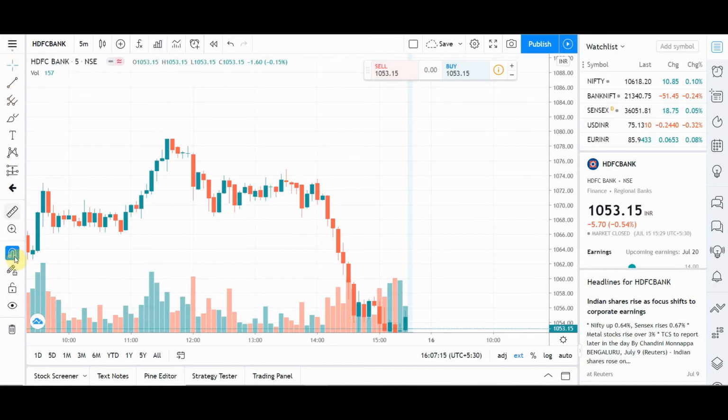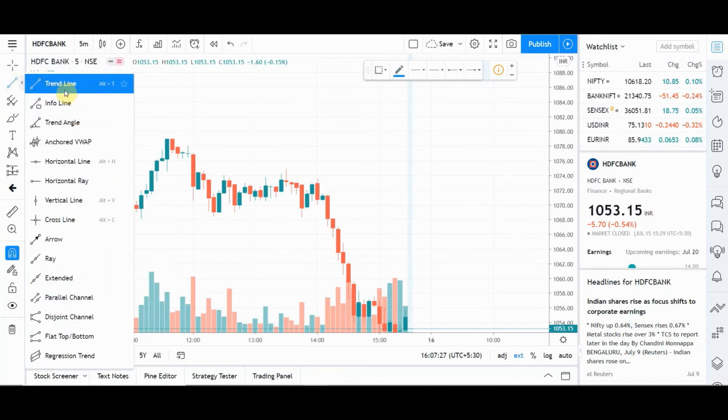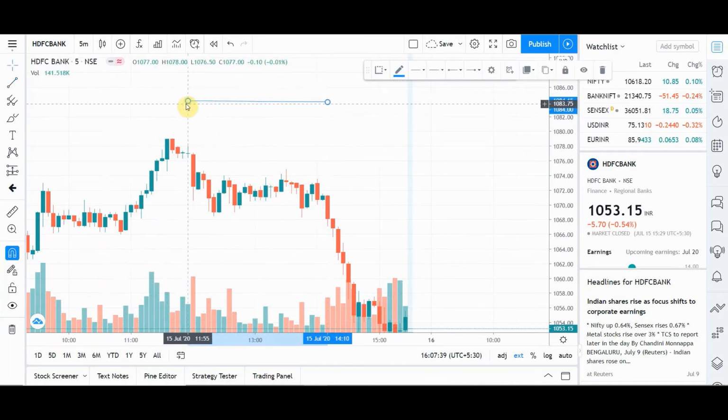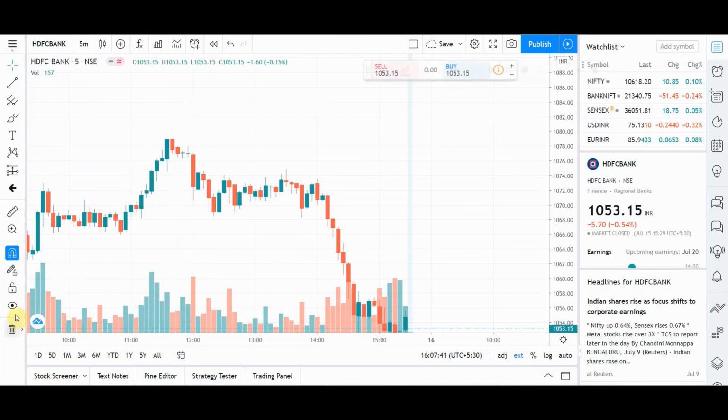And coming to the side buttons, there are different sections where we can see the arrows and erasers, and here we can see the trend lines, different types of lines: horizontal line, trend line, vertical lines, cross line. These lines are used for finding chart patterns and all. So it will be very useful.